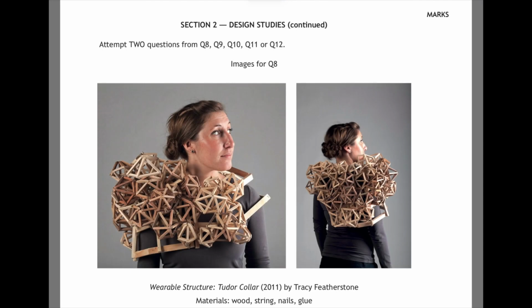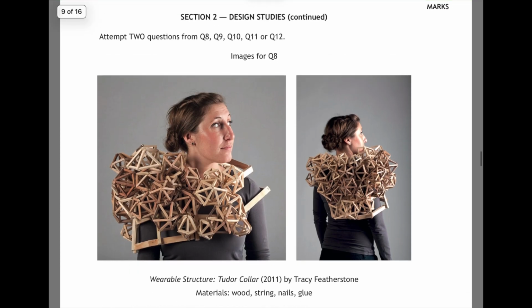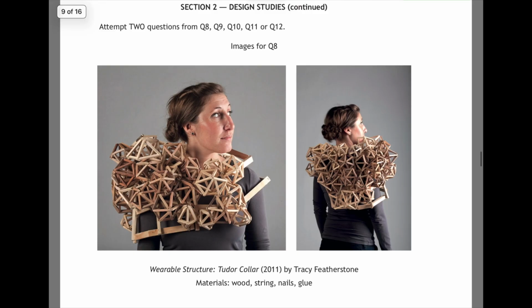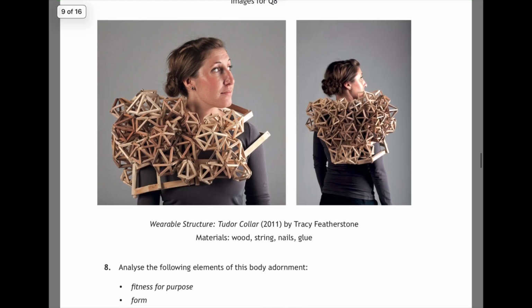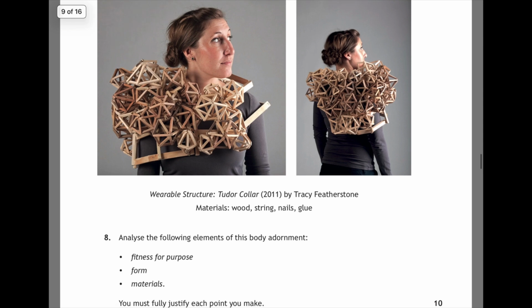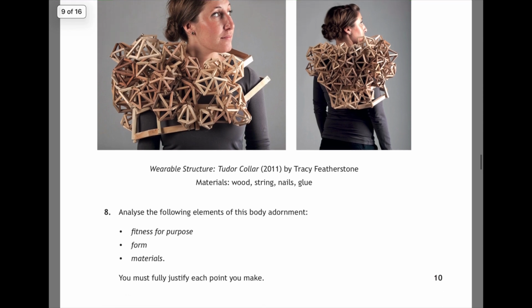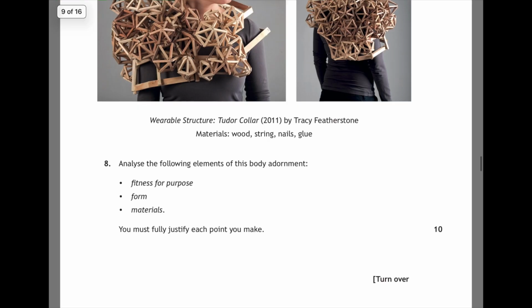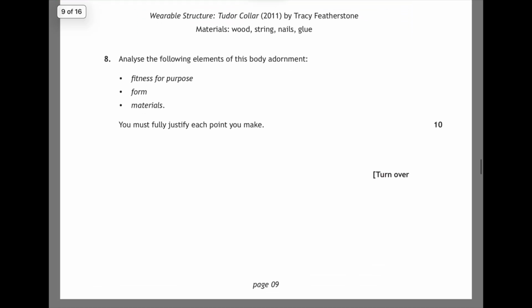Again, in section 2, similarly to section 1, you will have to attempt 2 questions from questions 8 to 12, and these will be a variety of designs. As you can see, as I flick through these next pages, you can see the variety of designs that you might be asked about. This first one is a kind of jewellery design, which is a big wooden collar. So if you have studied jewellery or anything like that previously, this is quite a good option for you, as you will be very familiar maybe with some of the vocabulary.